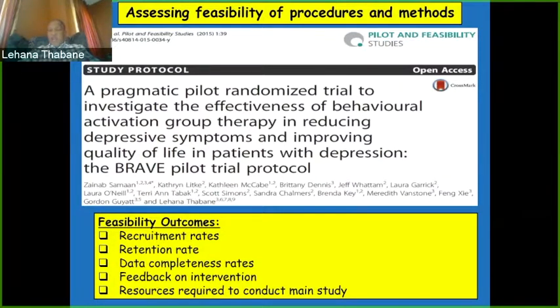So this is a study we did where we were checking whether recruitment would be possible. Can we retain patients once they're in the study? Are we able to actually get all the data that we need, and any feedback we can get about the intervention, because we're worried as to whether the intervention would be acceptable to the participants in the first place.